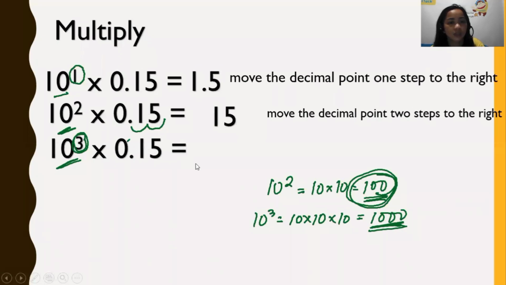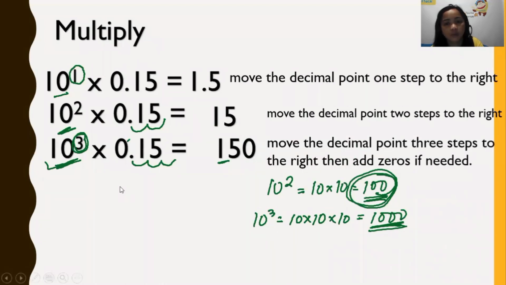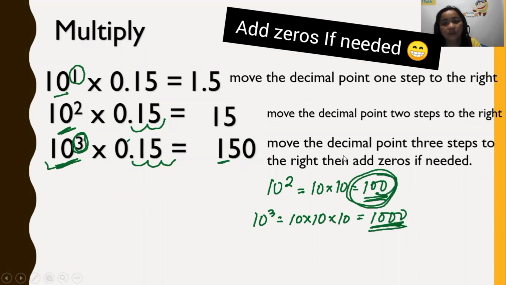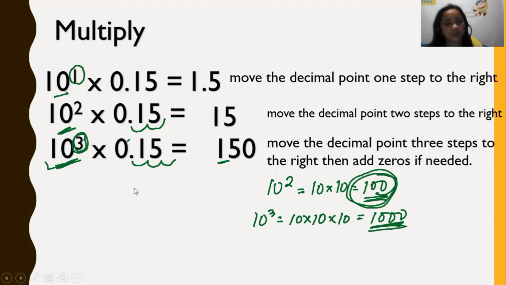The answer is 150. Dahil katumbas din ito yung 1,000, move 3 places. 1, 2, 3. So the answer is 150. Move the decimal point 3 steps to the right, then add 0 if possible. Kailangan natin, if necessary, add 0 if necessary.